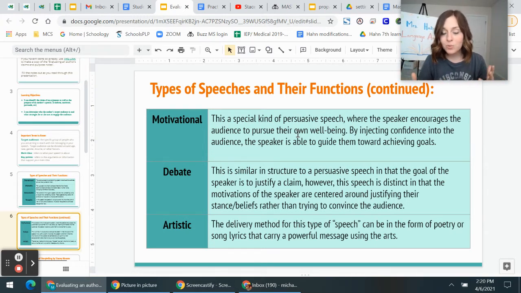So again, if I'm trying to persuade you to stop smoking, I might be informing you of the dangers of smoking. I might be trying to persuade you. I might even be trying to make it entertaining if I'm showing you interesting things or humorous things, for example. So speeches often have multiple purposes and multiple functions.